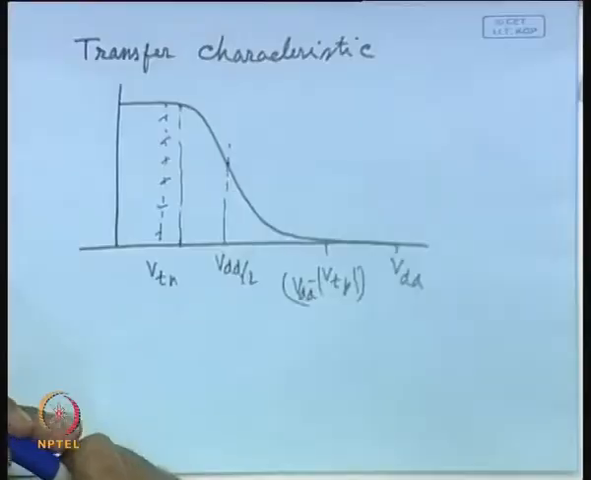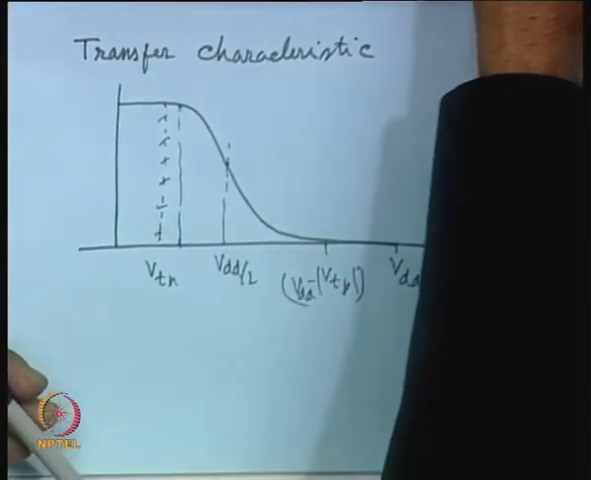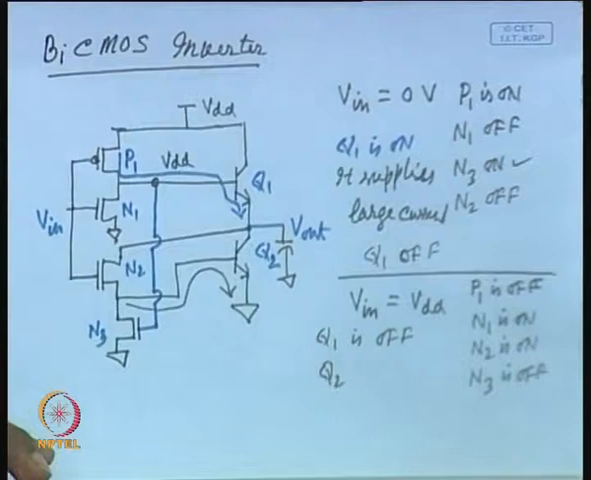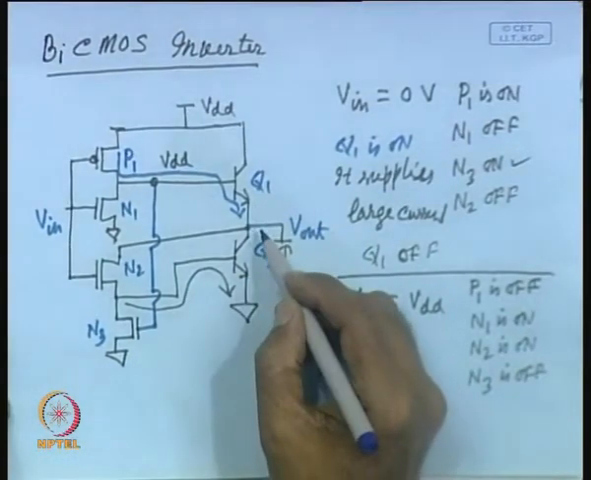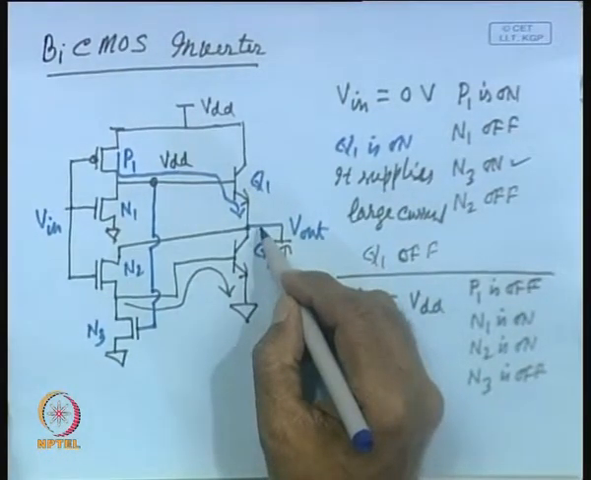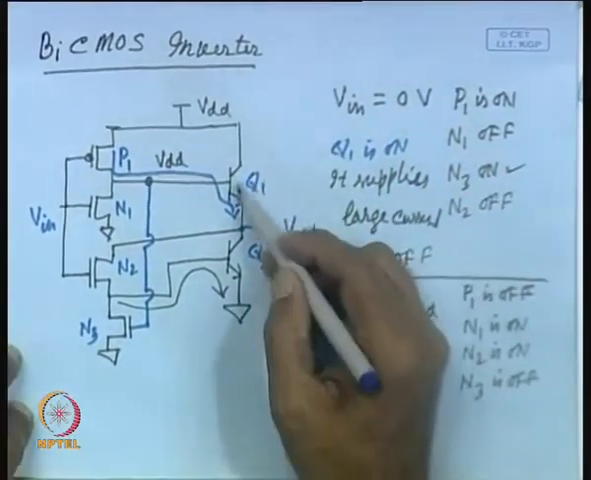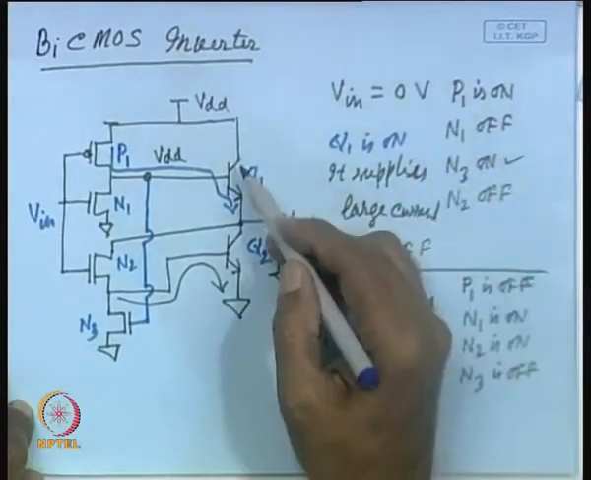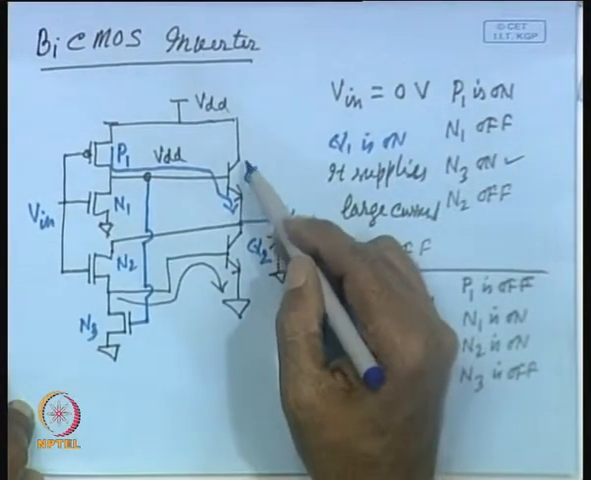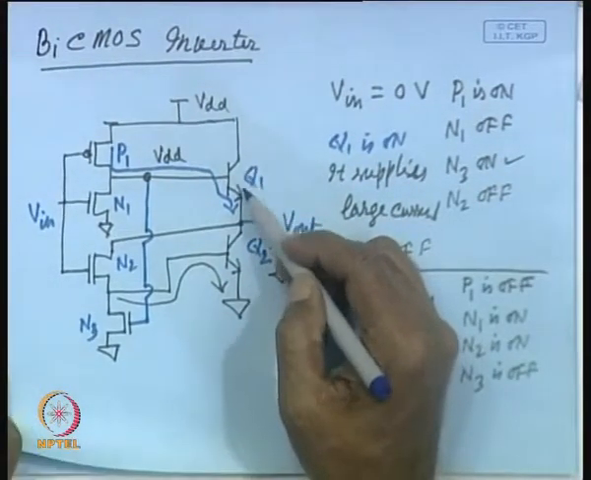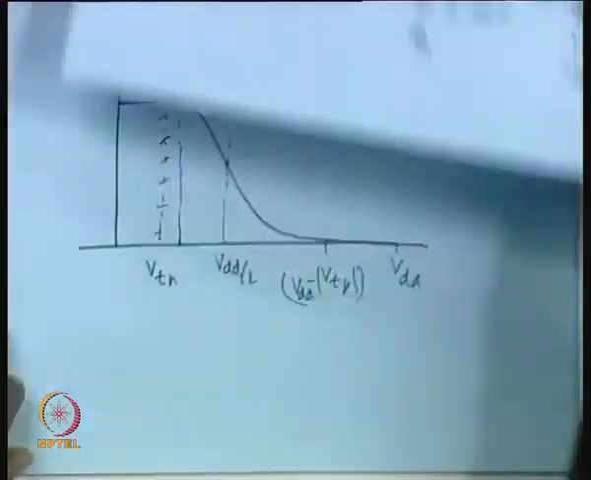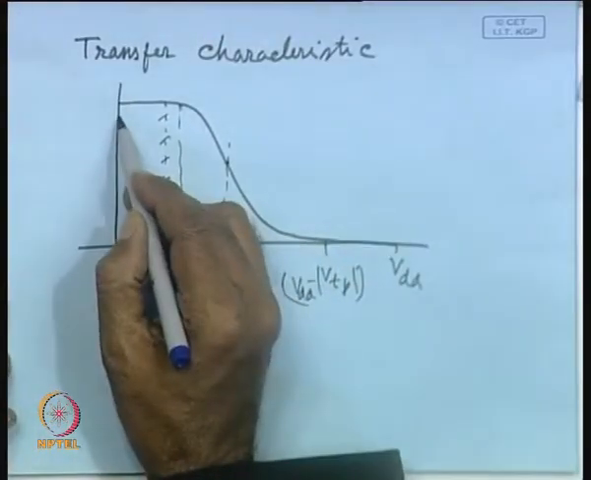Unfortunately, in case of a bipolar BiCMOS inverter, you will not get VDD at the output. Why will you not get VDD at the output? The reason is that this transistor has some drop when it is in saturated condition. So, there will be some voltage drop across it, although it will be small, not very large, but it will have some drop.